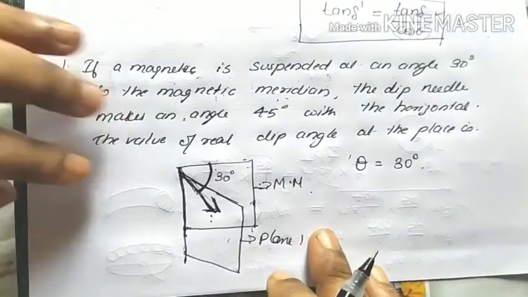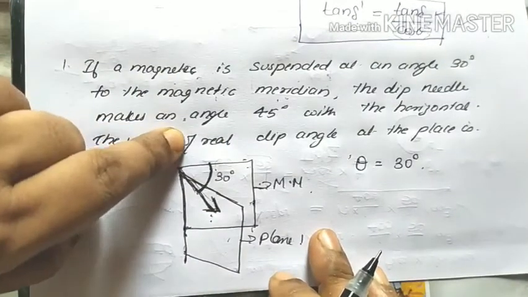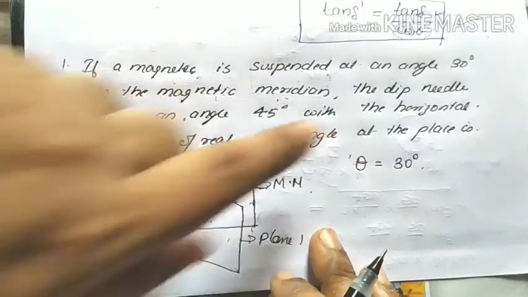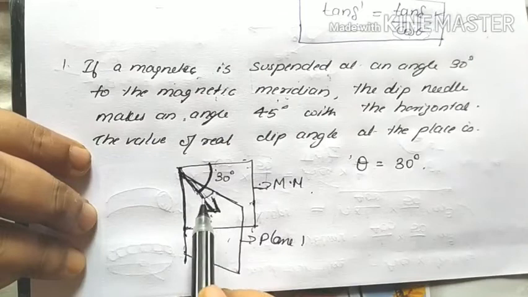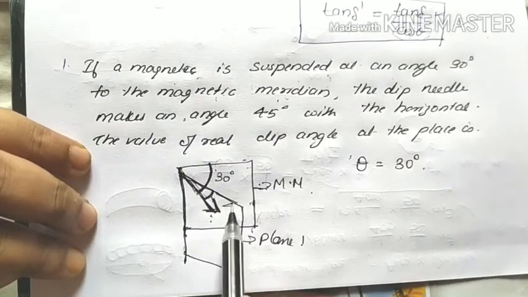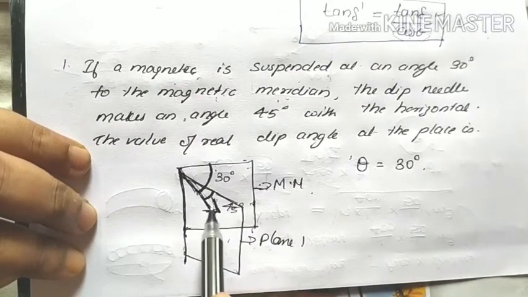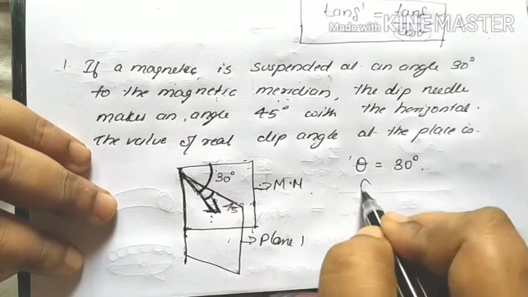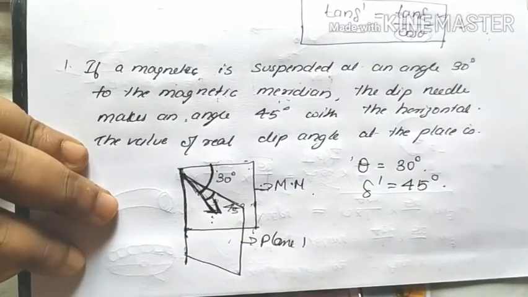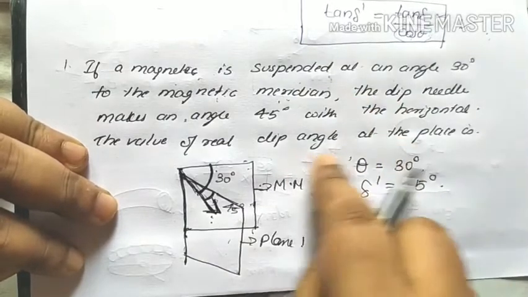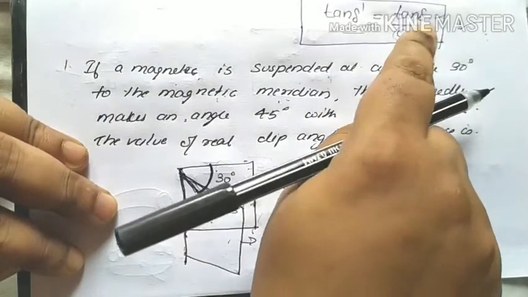This much is clear. Now there is another angle mentioned in the question. The dip needle makes 45 degrees with the horizontal. Which horizontal? This horizontal. So this is your 45 degrees, and what is this angle called? That is known as apparent dip, that is, delta dash is equal to 45 degrees. This is given. Now you are asked what is the true dip or real dip, that means you are asked delta.